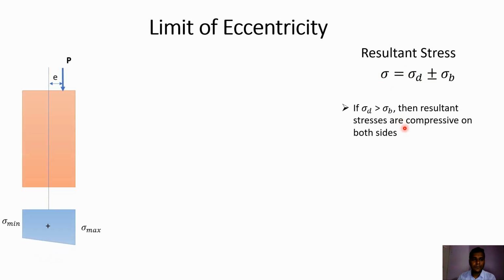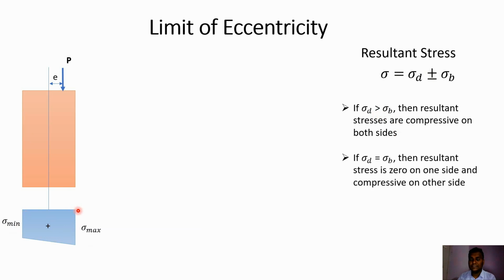So when we draw the stress distribution diagram for the resultant stress, we get two values, once again sigma max and sigma minimum. In both cases, maximum and minimum stress, both stresses are compressive in nature. So for this condition, when direct stress is greater than bending stress, all the resultant stresses are compressive on both edges or both sides of this column. Now let us see the next case here.